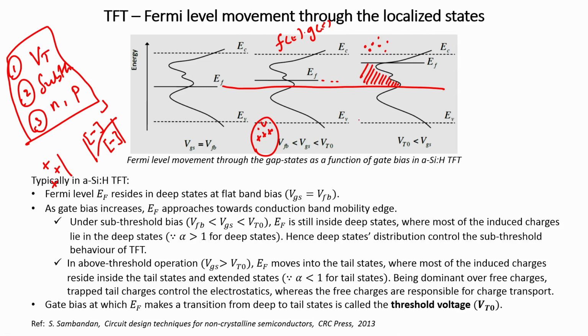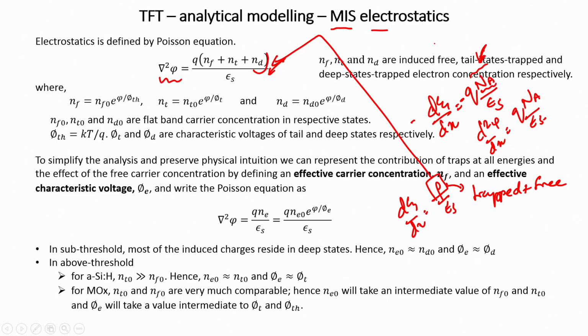So, any electrostatics with regards to the band bending, or to identify the electric fields inside the semiconductor, must consider the trapped charge concentration and this free carrier concentration. Therefore, we now have a Poisson's equation which has a free carrier concentration and a trapped carrier concentration, which is the trapped carriers in the tail states and the trapped carriers in the deep states. So, you have 3 terms: the free carriers sitting above the conduction band edge, the trapped carriers in the tail states and the trapped carriers in the deep states.